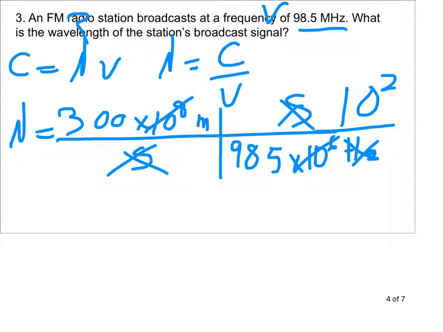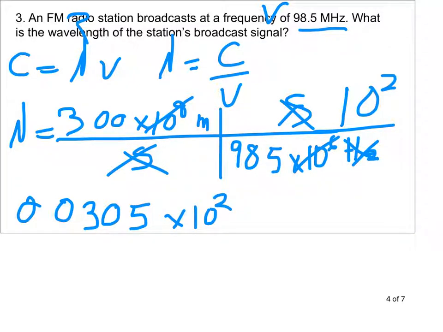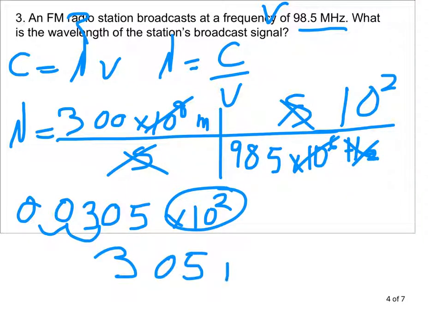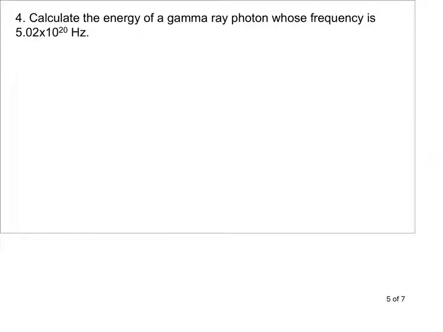And we divide 3 divided by 98.5, and we get 0.03. Now I've got to keep 3 sig figs again, so I'm going to need 0.0305 times 10 to the second. Now, 10 to the second, pretty small. I'm just going to think about moving my decimal point 2 spots to get rid of that, and that gives me 3.05 meters for my wavelength. Pretty good size wave.